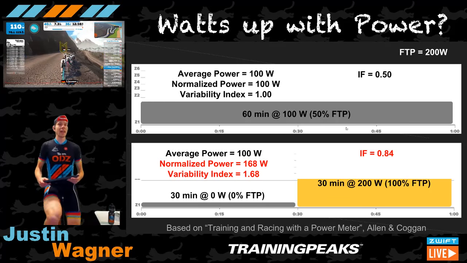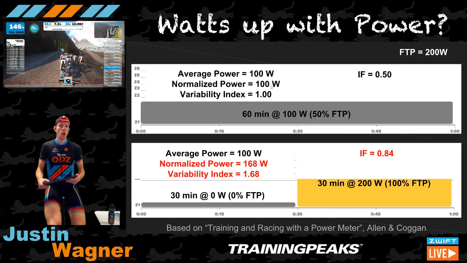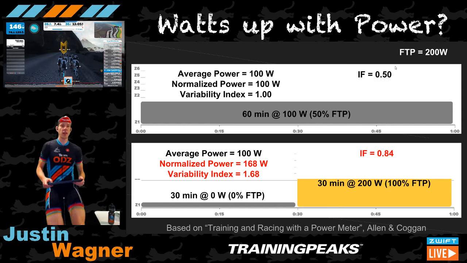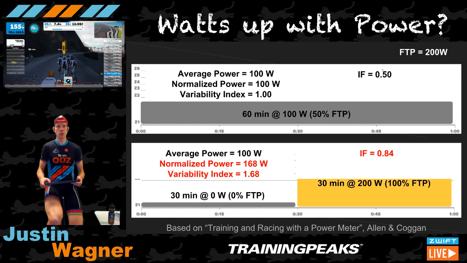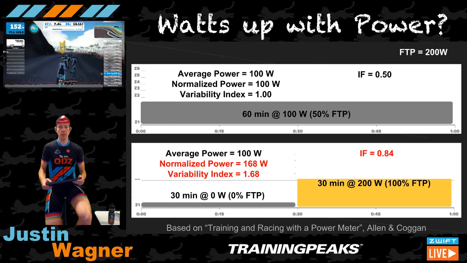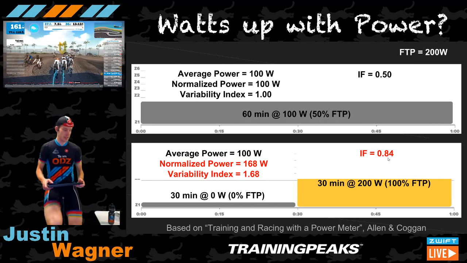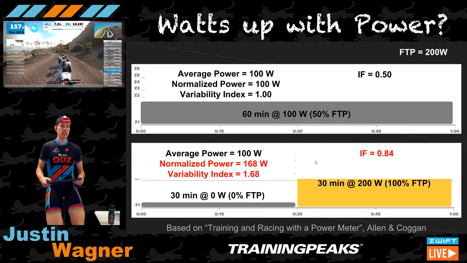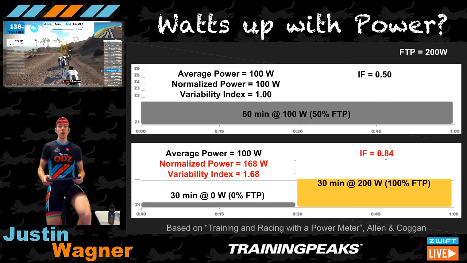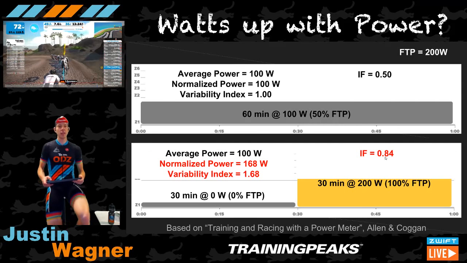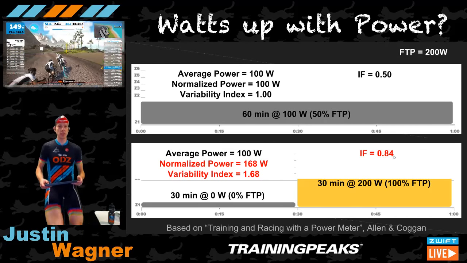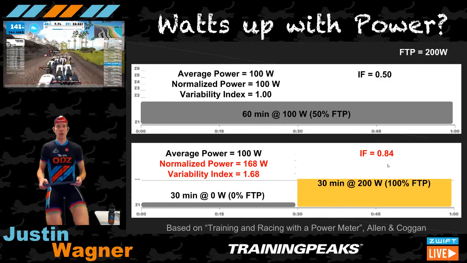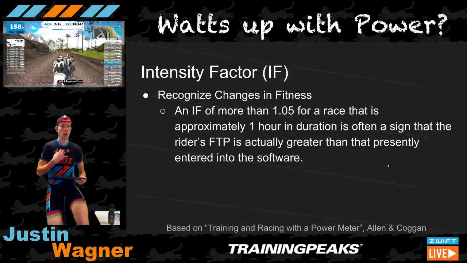All right, so let's put that back on the chart. Where does intensity factor sit? In this case, our normalized power was 100. Our FTP is 200. We had an intensity factor of 0.50, or some might also call that 50%. In the lower case, we had normalized power of 168. Divide that by our FTP of 200, we get 0.84 or 84%. See here, intensity factor is under 1, whereas variability index is over 1, like I was mentioning.